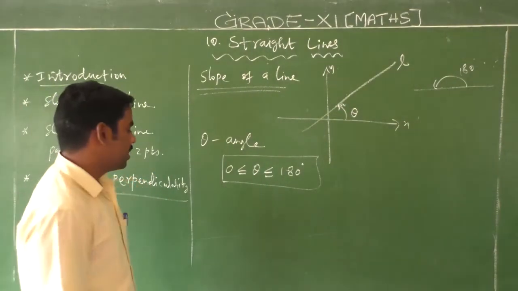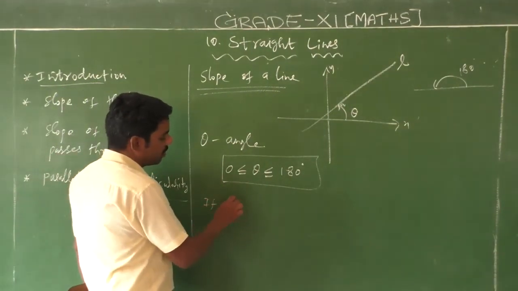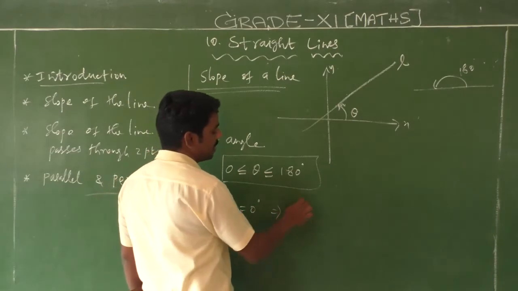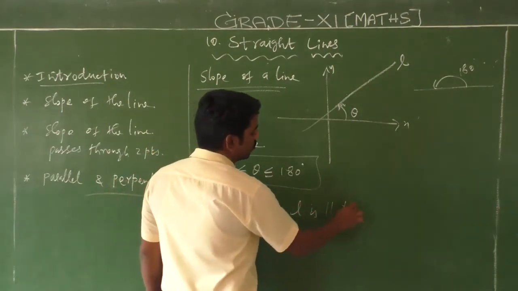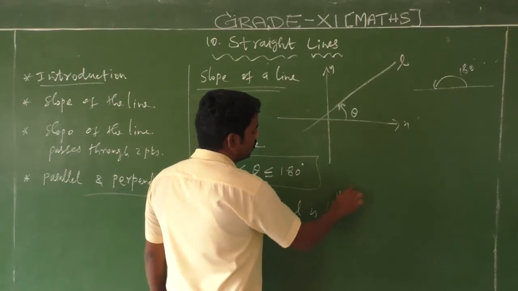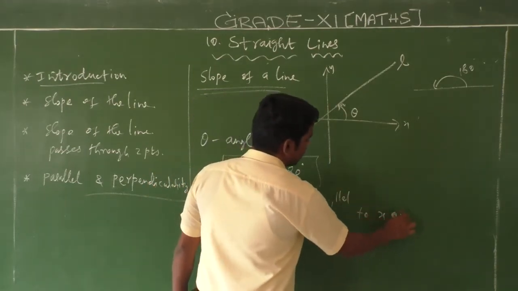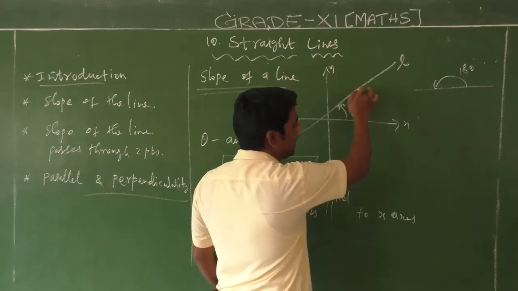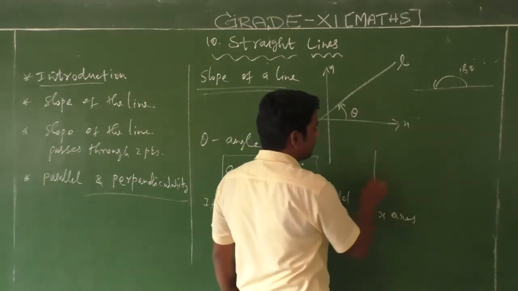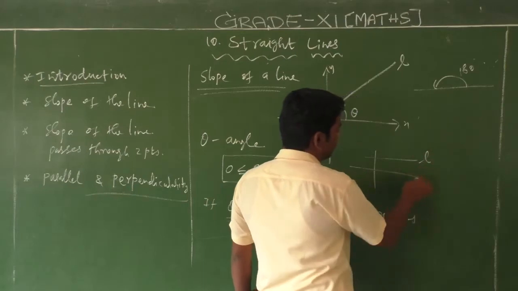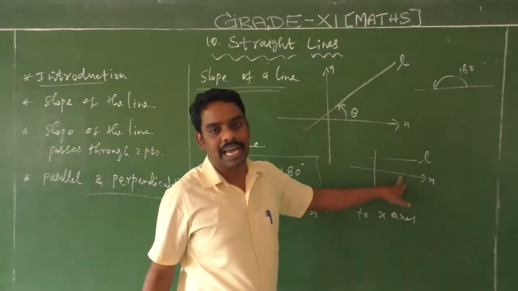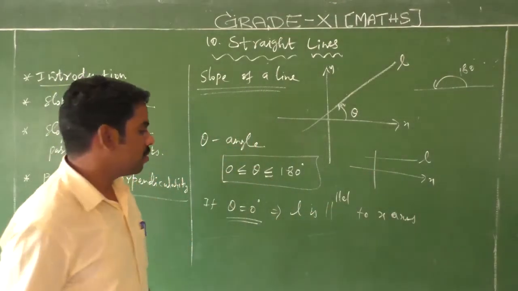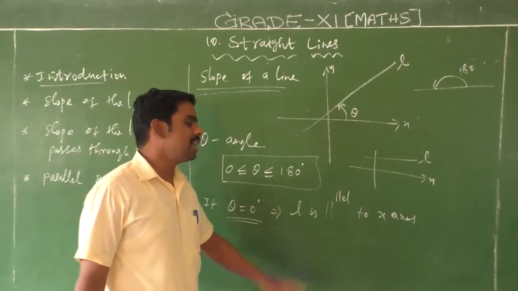If theta is equal to 0 degrees, which implies the line L is parallel to the x-axis. This is L, this is the x-axis. This line L is parallel to the x-axis. Here the angle of inclination theta is 0. So theta equal to 0 degrees, then L is parallel to x-axis.